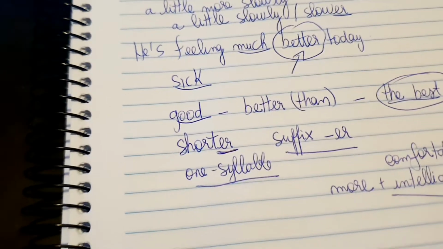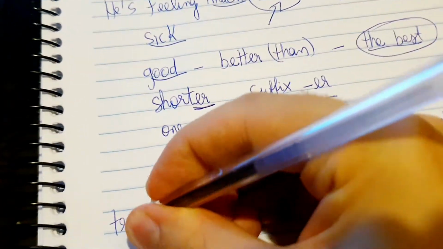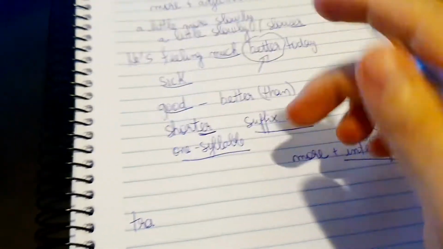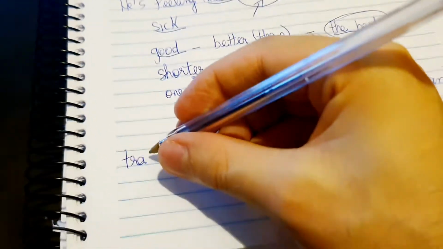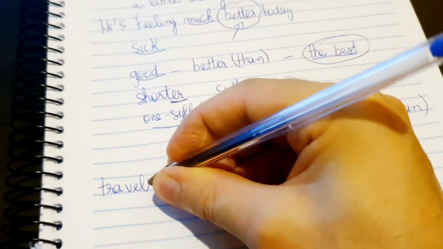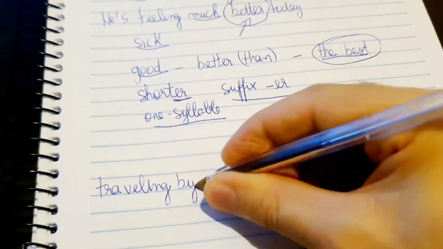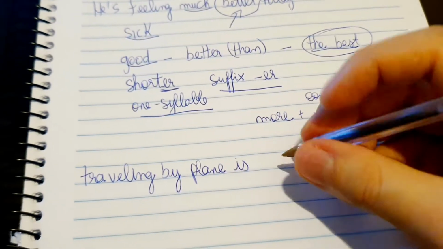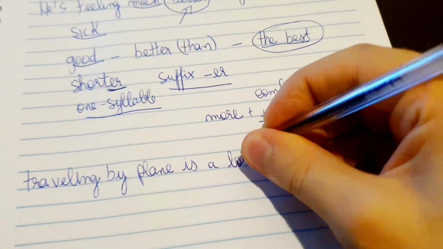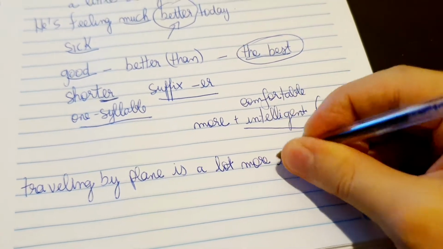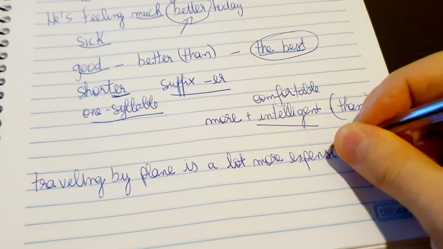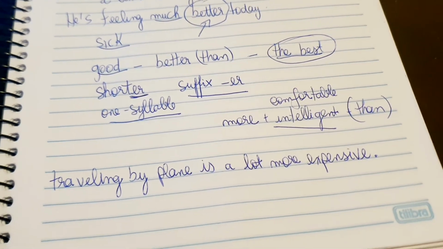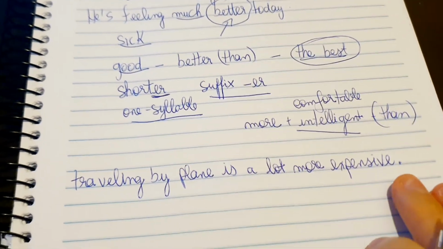More examples. Traveling by plane is a lot more expensive. Traveling by plane is a lot more expensive.